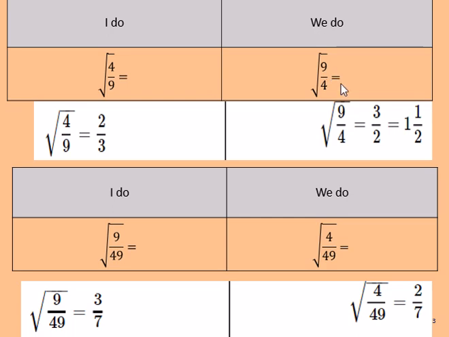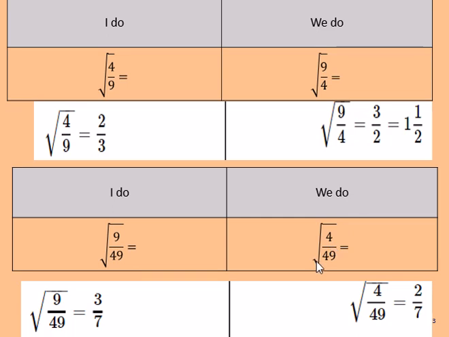So, for the first one, 9 over 4, well, square root of 9 equals 3, so we have the 3 on the top, and square root of 4 equals 2, so we have a 2 on the bottom. You could then change that into a mixed number, but I would be happy with either of these two answers. Either of these two answers, 3 over 2, or 1 and 1/2, would be perfect, and I'll give you a tick for either one of those.